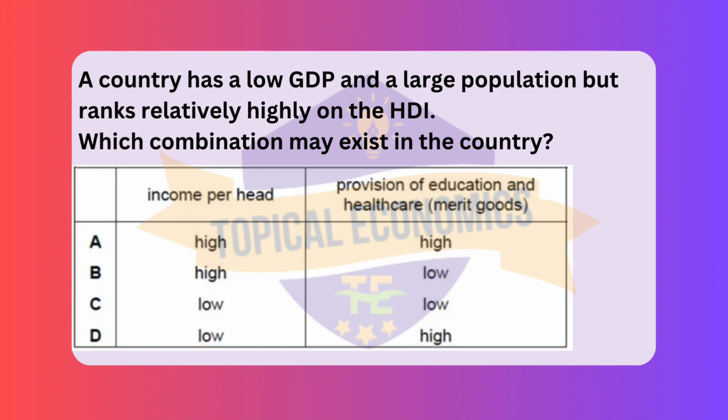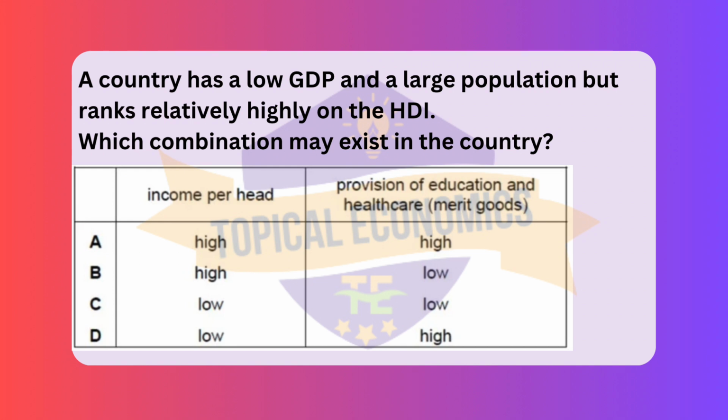Next, option B, high income per head, low provision of education and healthcare, would likely result in a lower HDI, as high income alone is insufficient to achieve a high HDI ranking. The provision of education and healthcare are essential for improving health and education outcomes, which are key HDI components. Without strong education and healthcare systems, HDI would be lower.